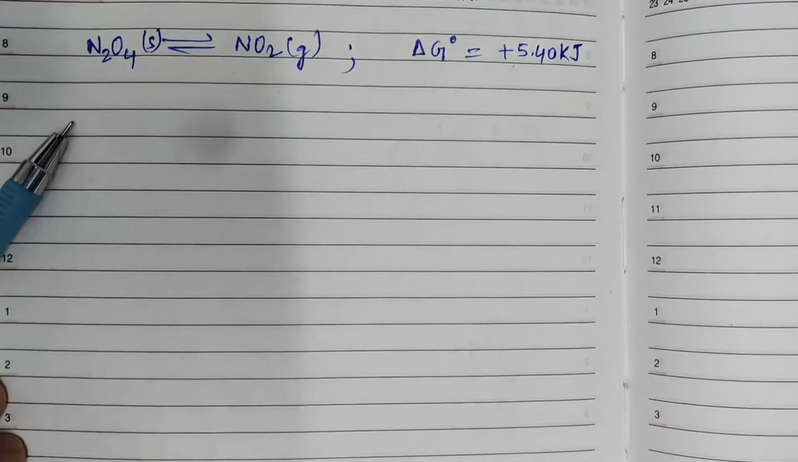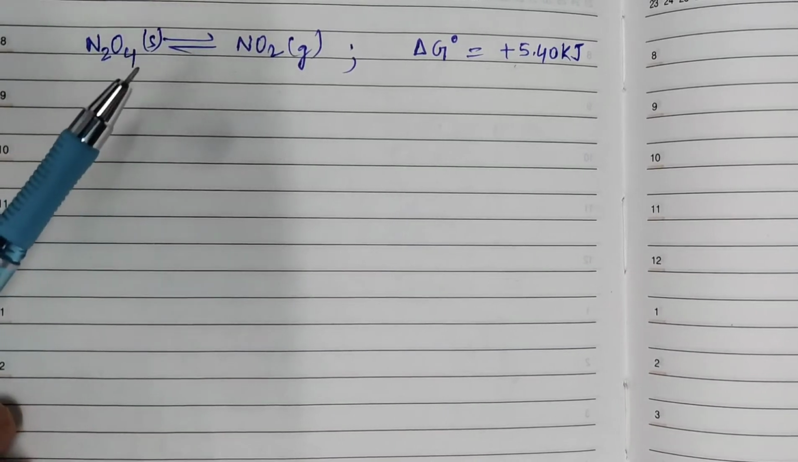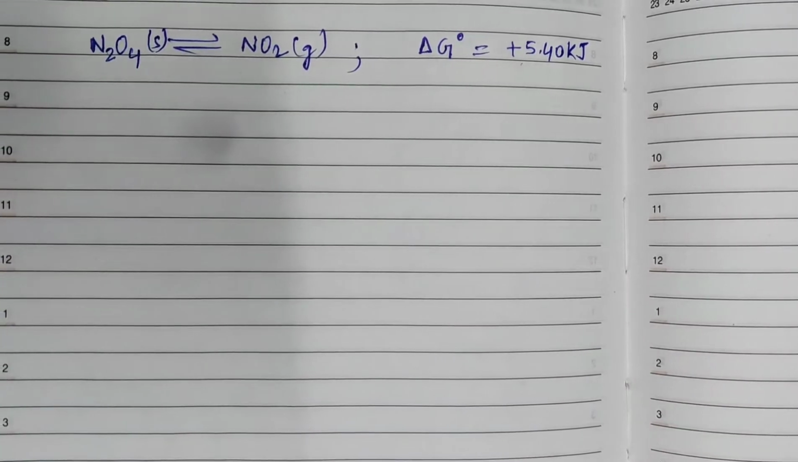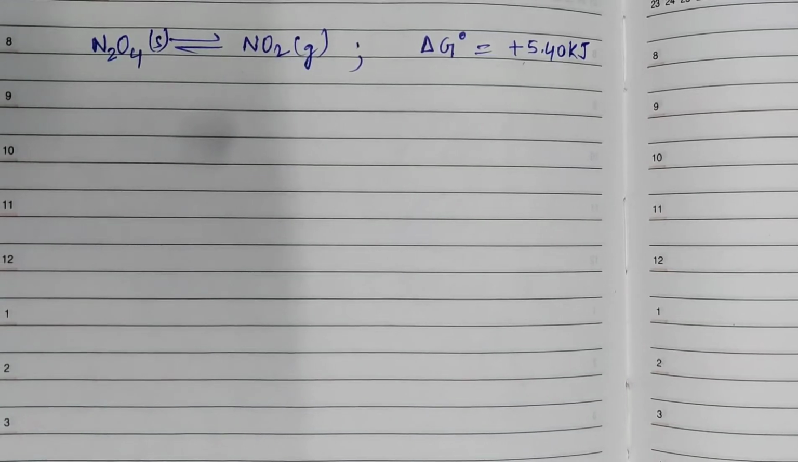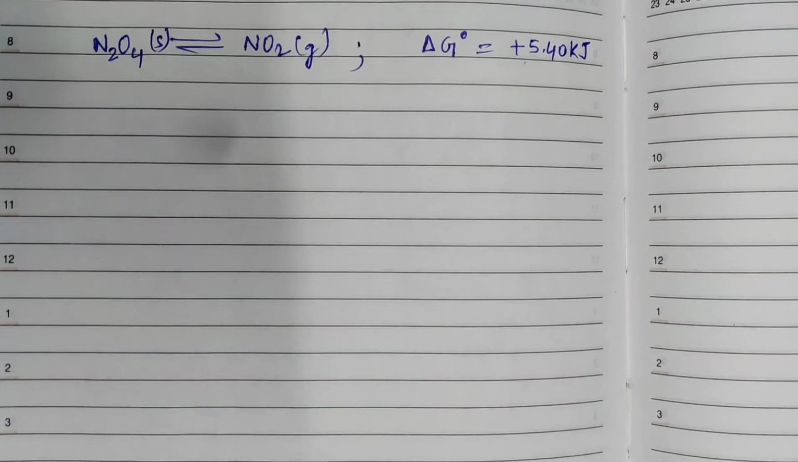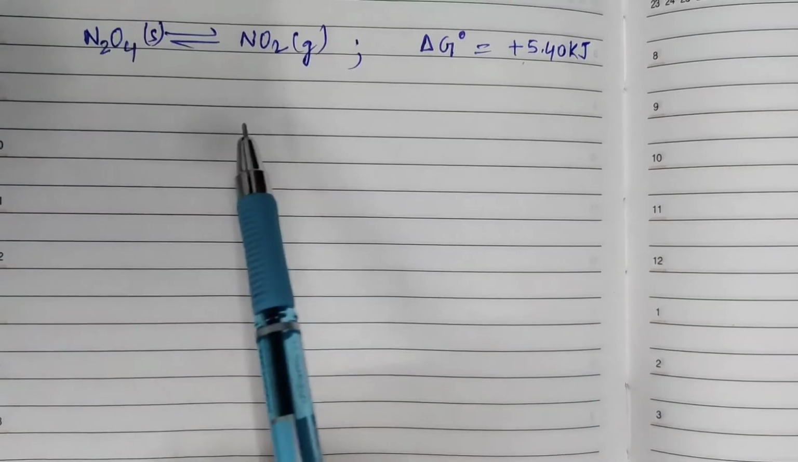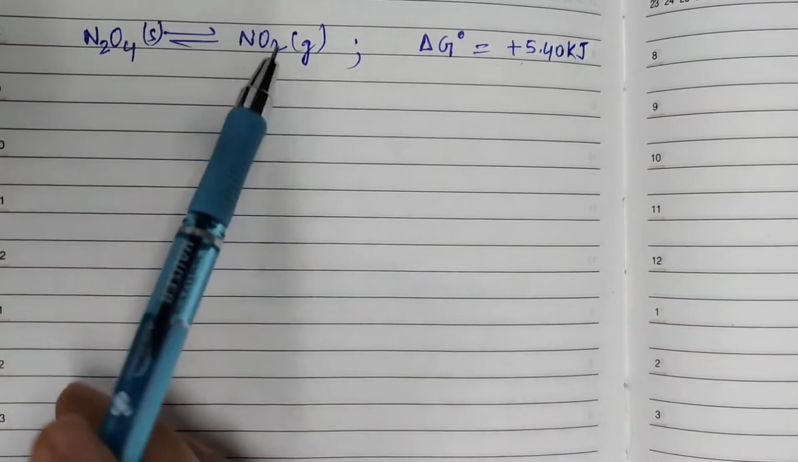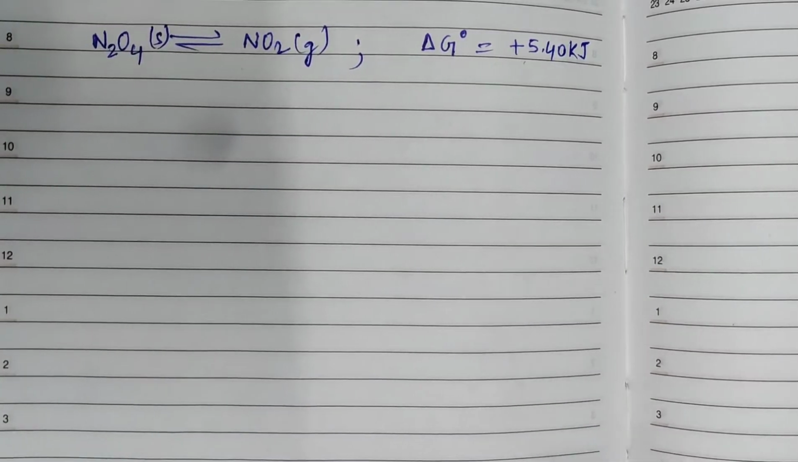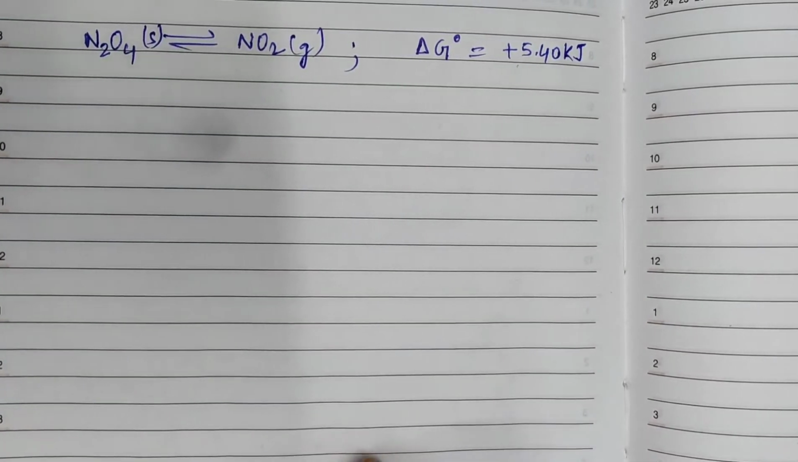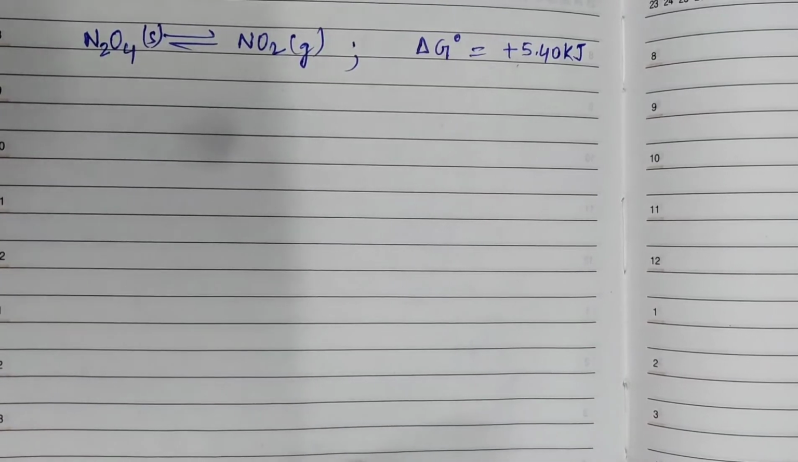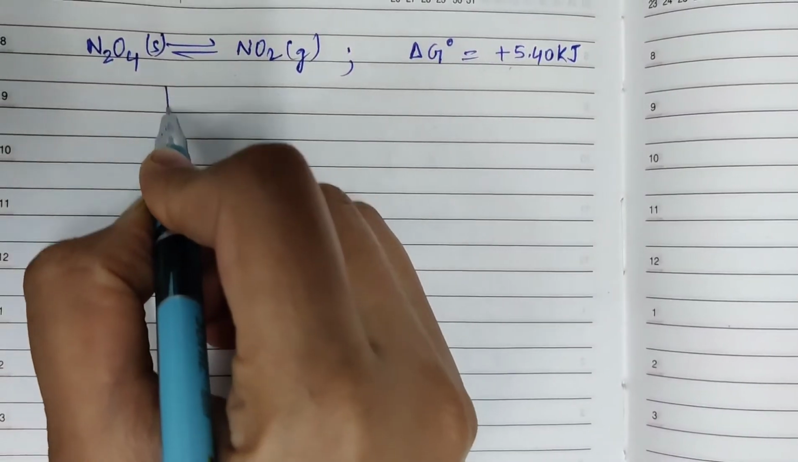But it's a very well-known fact that this reaction happens and there is always an equilibrium between these two things. Neither reaction goes to completion, only the equilibrium exists. So I'll explain this in the form of a graph.